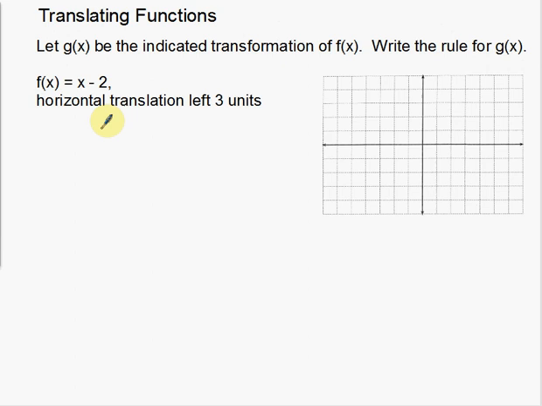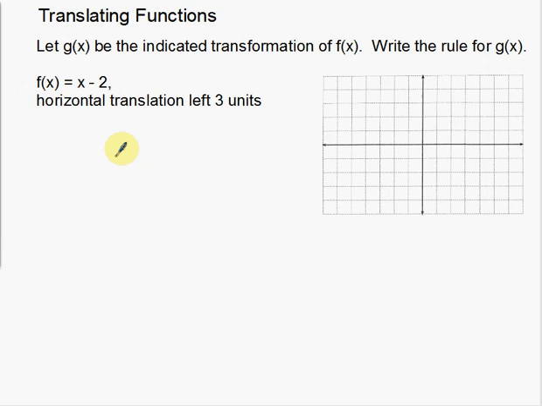So let's take this function and horizontally translate it left 3 units. Now I'm not going to draw f of x. I'm going to wait and draw g of x once I get there. I'm going to draw my new function. First I'm going to show you the notation behind this, and then we're going to draw the new shape.